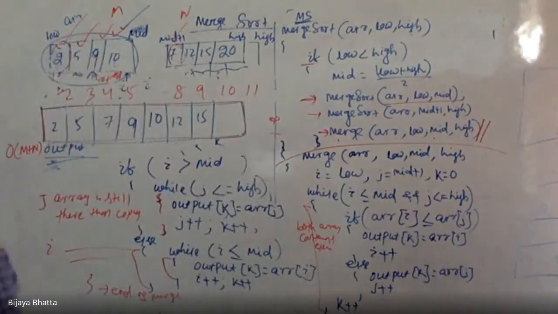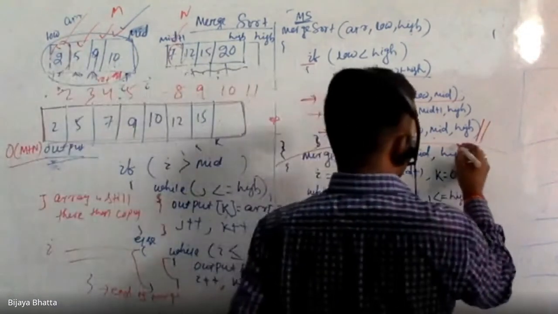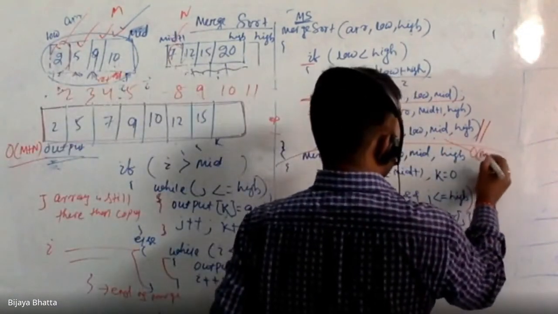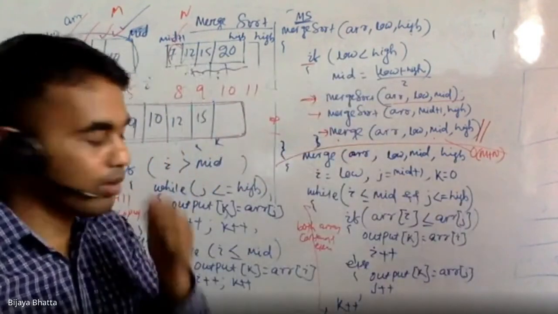Anyway, so that is the time complexity of merge, the time complexity of only merge. So this is going to be big O of m plus n. So that is the time complexity of merge.